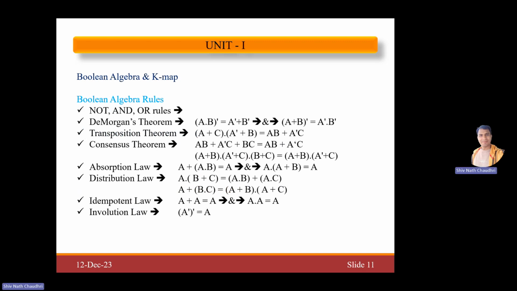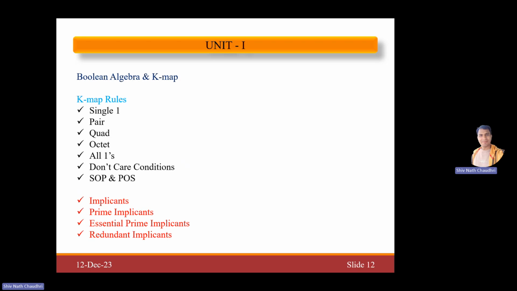The next thing in unit 1 is Boolean algebra rules and K-map. You have to know all these Boolean algebra rules. Sometimes the question strictly says you have to follow the Boolean algebra rules to minimize or simplify the given Boolean function. Then there is no scope for K-map. If there is no such mention, then you have an option. So you should also know these Boolean algebra rules to simplify Boolean functions.